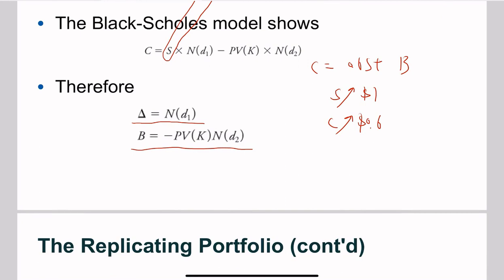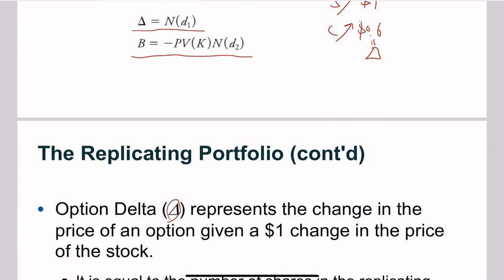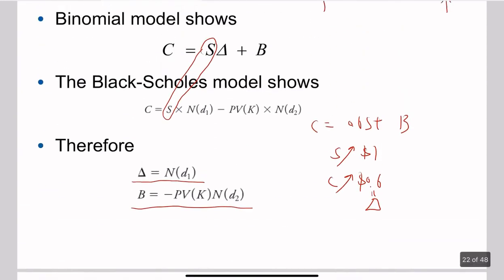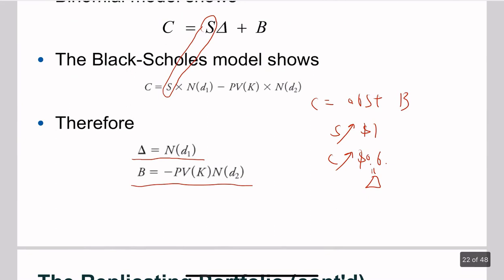You can see that delta, again, tells you the change in the price of the option given a $1 change in the price of the stock. This is just one way to explain delta. We also learned in the binomial model that delta can be considered as the number of shares in the replicating portfolio. So this 0.6 also means that to replicate this call option's payoff, you will hold 0.6 shares in the replicating portfolio.